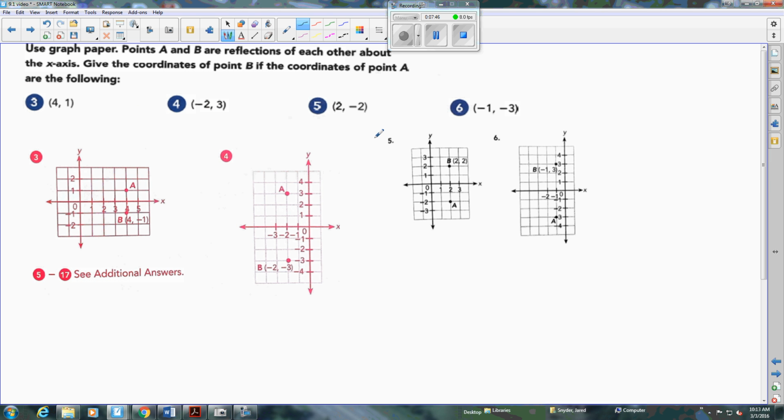Use graph paper. Points A and B are reflections of each other about the x-axis. Give the coordinates of point B if the coordinates of point A are the following. So if A was (4, 1), and we've reflected it over the x-axis, B is going to be (4, -1). Same thing here, (-2, 3). Reflect it, it's going to be (-2, -3). Number 5 is (2, -2), so 2 to the right, 2 down, so its reflection would be (2, 2).